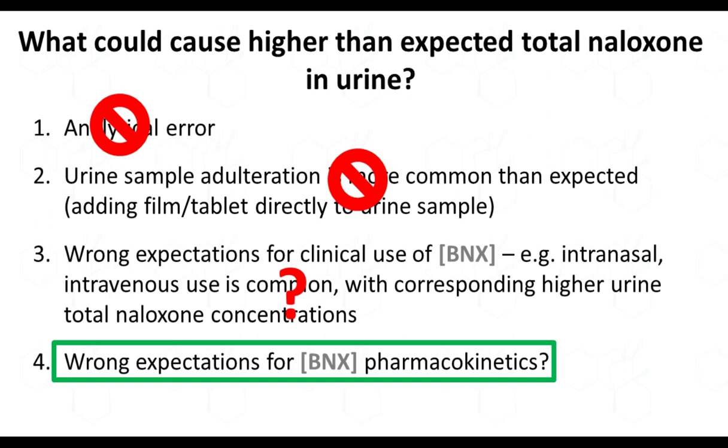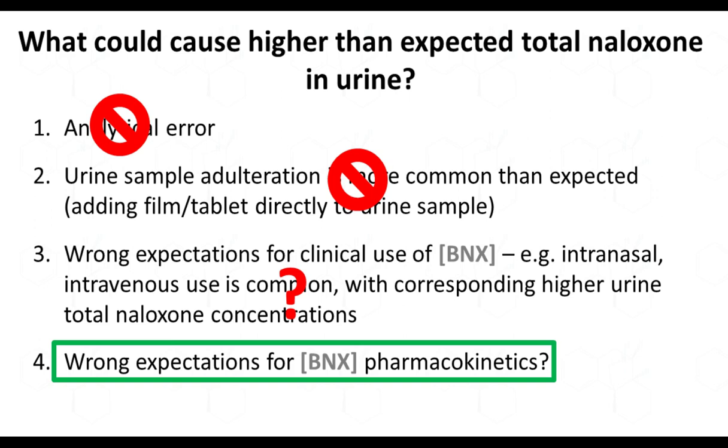Now, you could say that perhaps sample adulteration is more common than you think, but we actually ruled that out fairly quickly because, as I'll show you shortly, the relative concentrations of free and total naloxone, buprenorphine, and norbuprenorphine in an adulterated sample are quite different from those in a compliant sample.